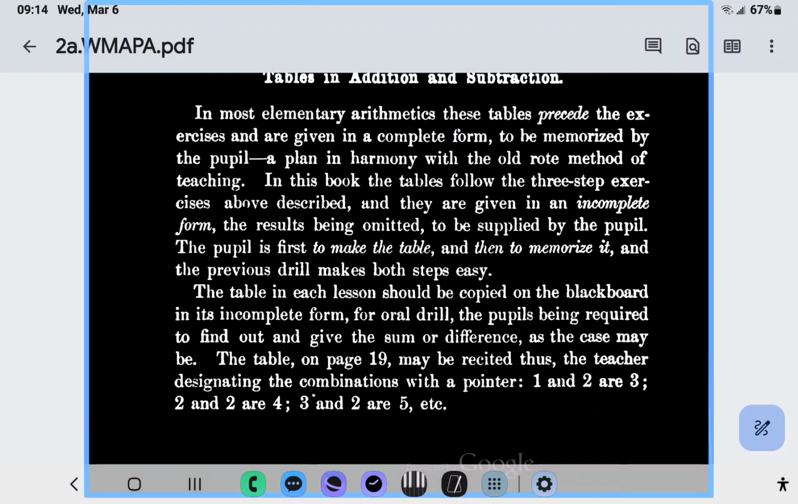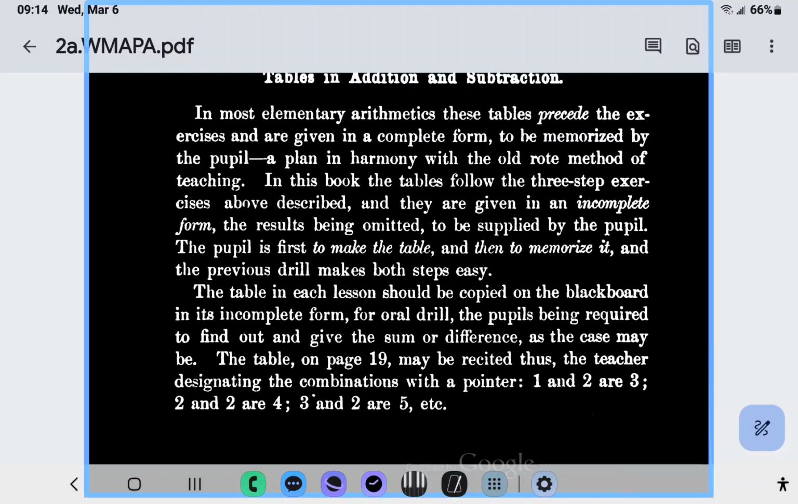Tables in addition and subtraction. In most elementary arithmetics, these tables precede the exercises and are given in a complete form to be memorized by the pupil, a plan in harmony with the old rote method of teaching. In this book, the tables follow the 3-step exercises above described, and they are given in an incomplete form, the results being omitted to be supplied by the pupil.